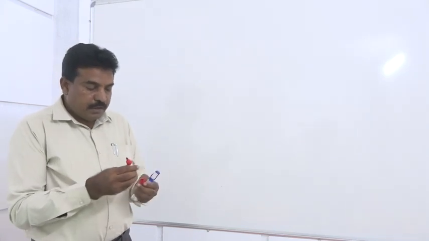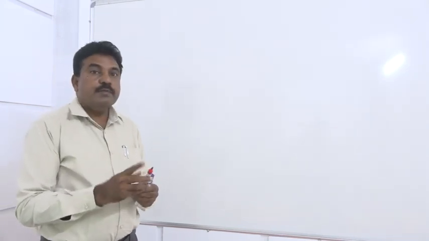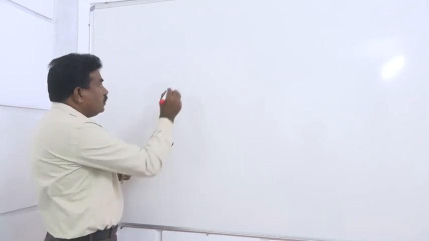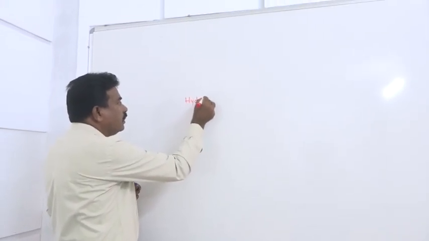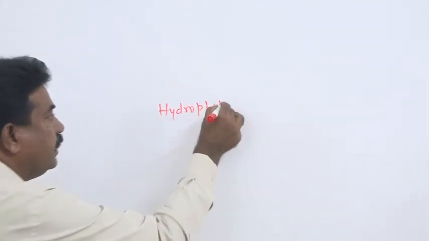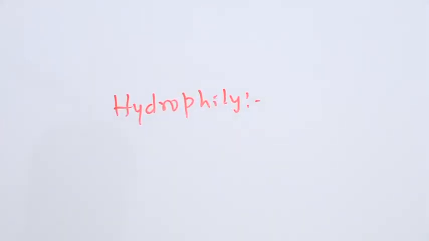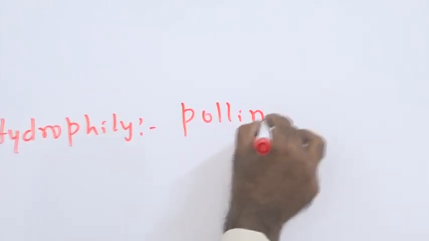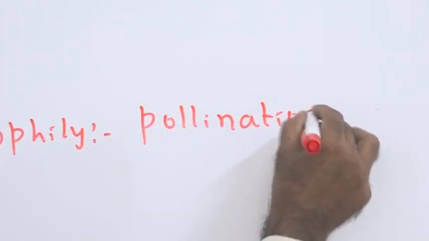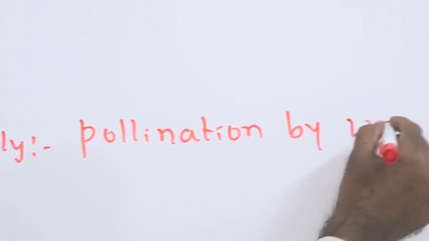In previous part, we discussed anemophily. In this part, we have to discuss in detail hydrophily. The pollination by water is called hydrophily.